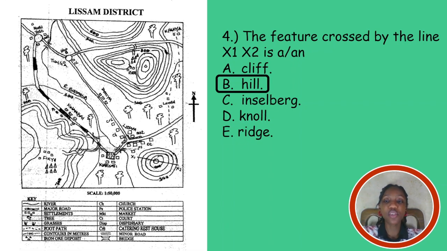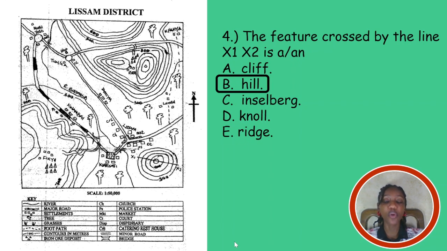As you should have seen in your textbooks, the concentric contours that become smaller and higher towards the center indicate a gradual rise in elevation, which is the characteristic of a hill. Now, let me mention why the other answers are wrong. Option A, cliff. A cliff is a very steep or vertical slope and is usually shown on a map by contour lines that are extremely close together or even touching. Now, on the map, the contours crossed by line X1, X2 are evenly spaced and they are not tightly packed at all. So that rules out option A.